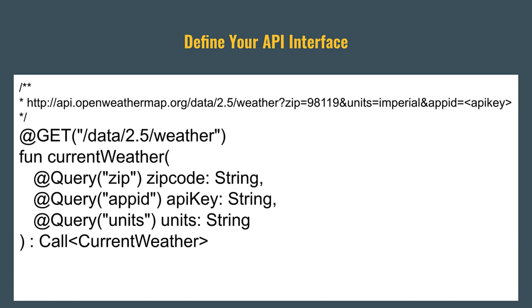Everything after that are the query parameters that we're going to specify. So in this case, I have specified a query parameter for 98119 zip code. I want imperial units, and then we have to pass an API key to differentiate our app from someone else's.